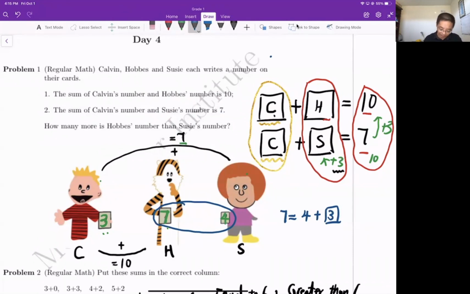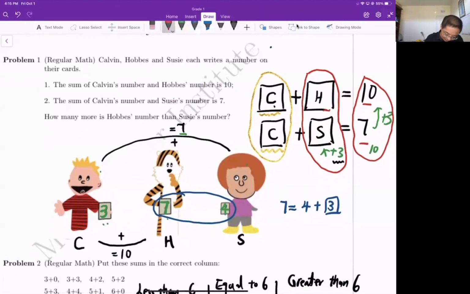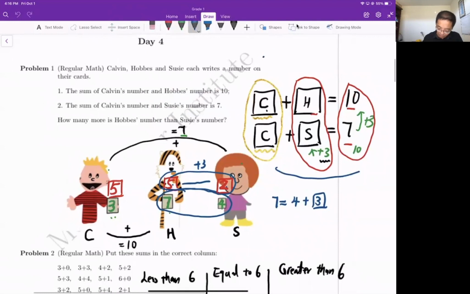You can try other examples. Let's say Kelvin is 5. If Kelvin is 5, then Hobby is also 5 because they add together to be 10. And Susie's number will be 2, because Susie plus Kelvin's 5 is 7. This is another possible way. If we compare Hobby and Susie, it's 5 and 2, and 5 is 3 more than 2. So again we get 3 more, the same as what we got before.